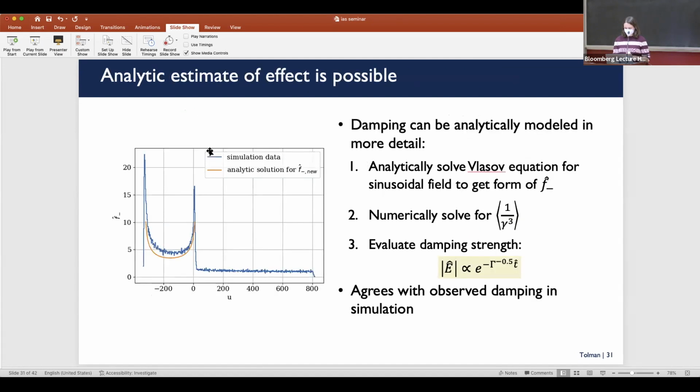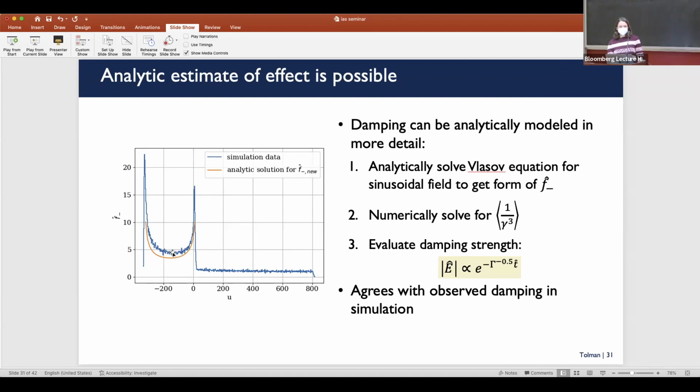So this damping can actually be modeled analytically in more detail if you're curious about this. We discussed this in our paper, but just to give you sort of a highlight of the results, you have the nature of the electric field, so you can analytically solve the Vlasov equation for such a field to see how the pair distribution function changes, right? So you can see the results of that on the left. So you've got momentum here, you've got distribution function along the y-axis.